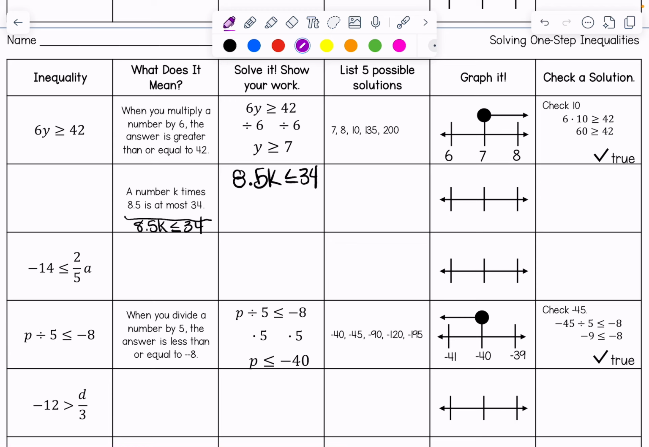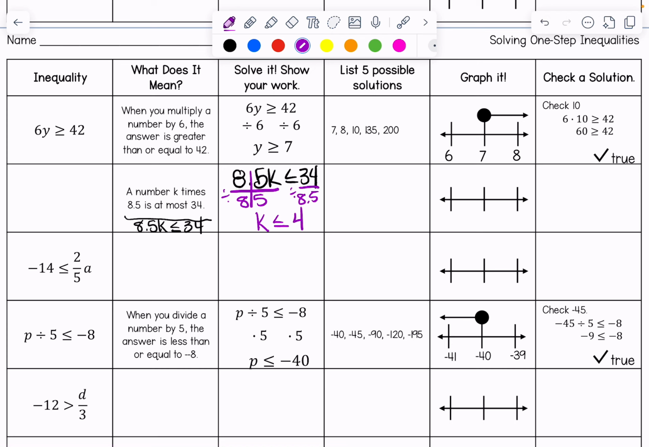So I'm going to ask myself, what's happening to my variable? It's being multiplied times 8.5, so I need to undo that, and I undo multiplication with division. I typically show my division as a fraction. If it helps you to write the division symbol, you can. Over here, 8.5 divided by 8.5 gives me the 1k, or just k by itself. And then when I take 34 divided by 8.5, I get 4. So k is less than or equal to 4.